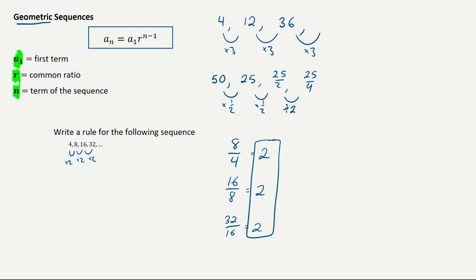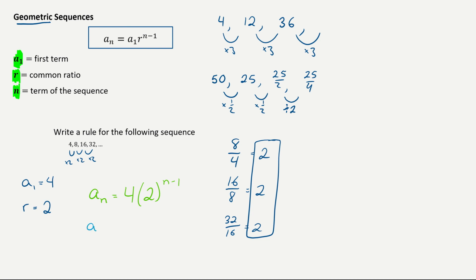So we have a 2. So we have a sub 1 is equal to 4. That's our first term. Our common ratio is 2. So therefore the rule is a sub n equals first term times the common ratio to the n minus 1 power. And with that, we can find any term in the sequence.